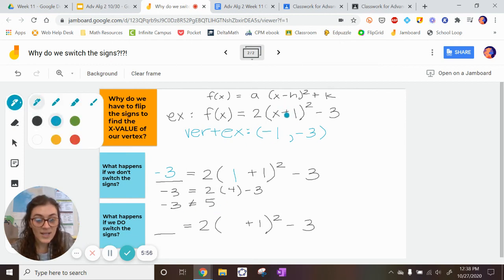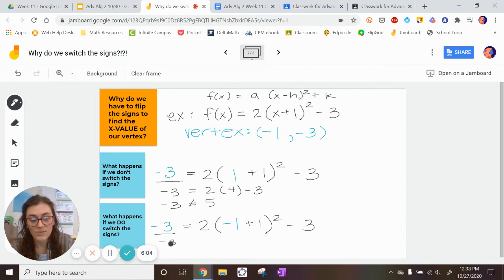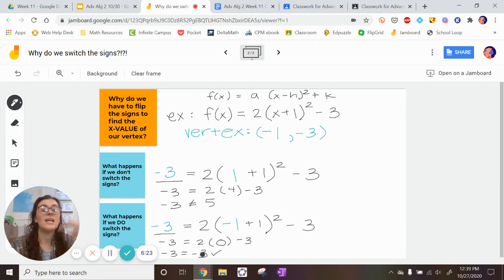So if we did correctly change this to a negative 1, this is negative 3 no matter what. Now we'll solve. We get negative 3 equals 2 times negative 1 plus 1 is 0. 0 squared is still just 0. Now we get negative 3 equals 2 times 0, just 0. So we end up with 0 minus 3, which is negative 3, which does make sense.